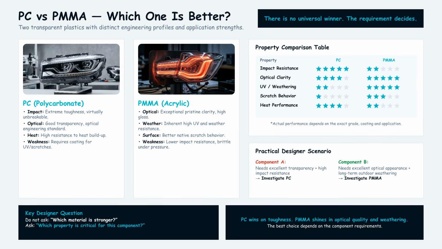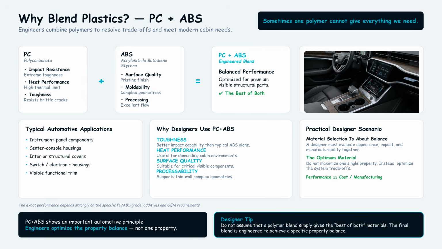PC is well known for excellent impact resistance and toughness. PMMA is very attractive when excellent optical clarity and weathering performance are important. So if impact resistance becomes the critical requirement, PC may become more attractive. If optical appearance and long-term weathering dominate the requirement, PMMA may be worth investigating. The purpose of this comparison is not to declare a winner. It is to understand that even two transparent plastics can have very different engineering strengths. Sometimes engineers need a combination of properties that one polymer alone cannot easily provide.